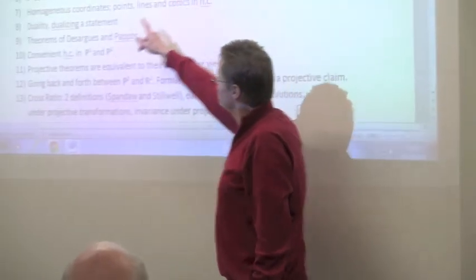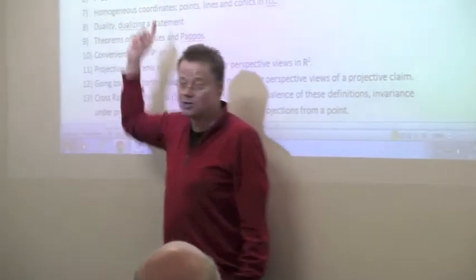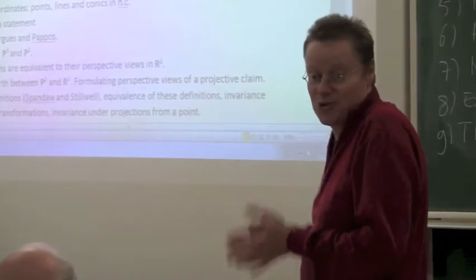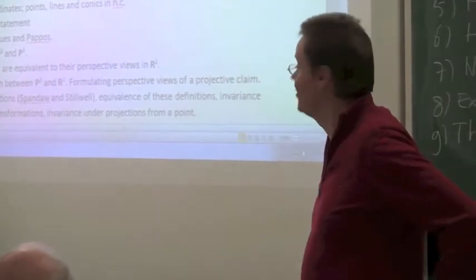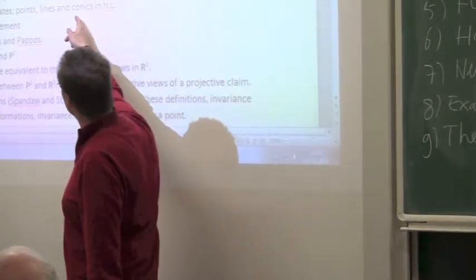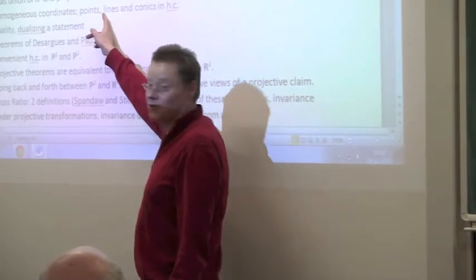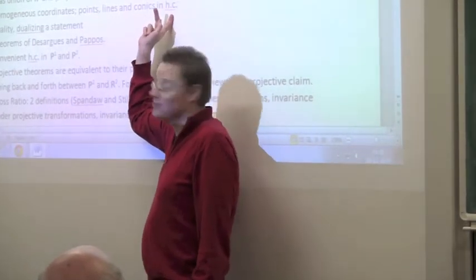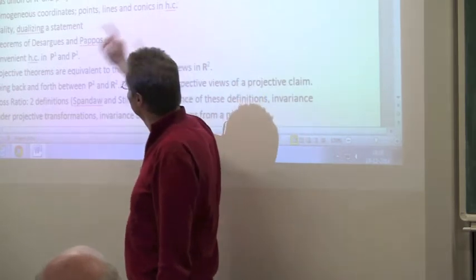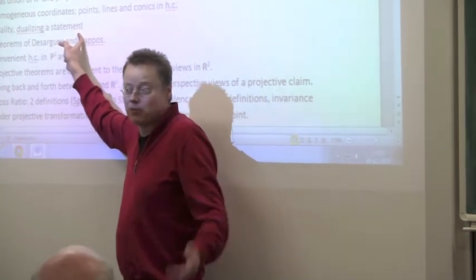We've looked at this. This is about the relation between P2 and R2. So R2, you have to choose a line, which is the line at infinity. Going back and forth. Homogeneous coordinates. Well, we've considered points, lines, and conics. So this is a linear equation, quadratic equation. Duality, we will do an example.